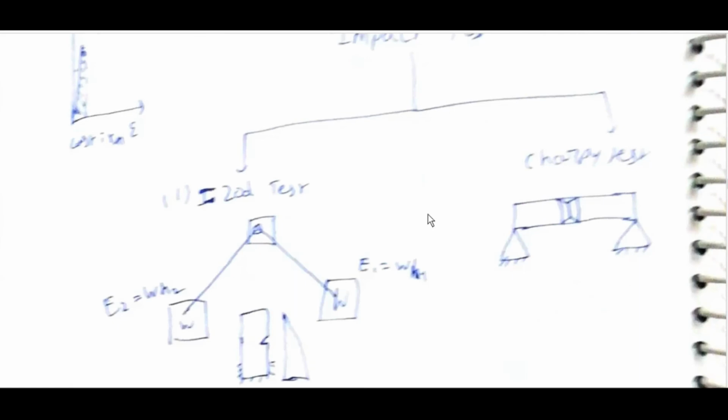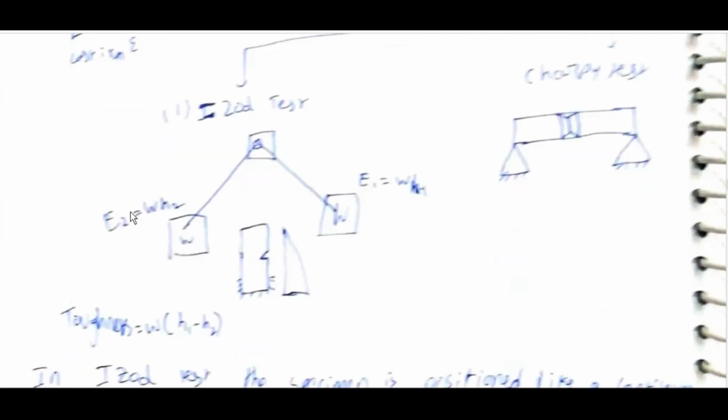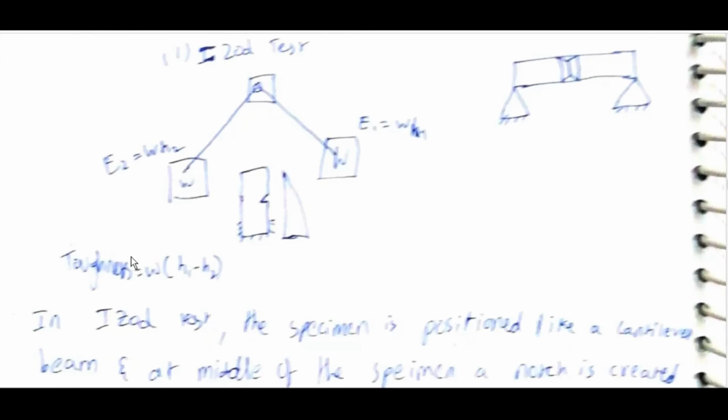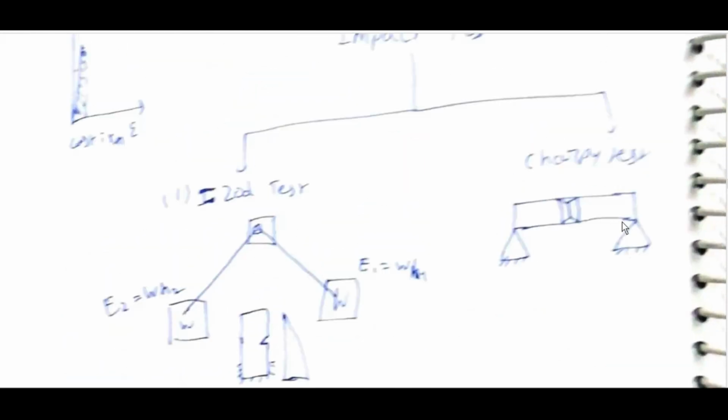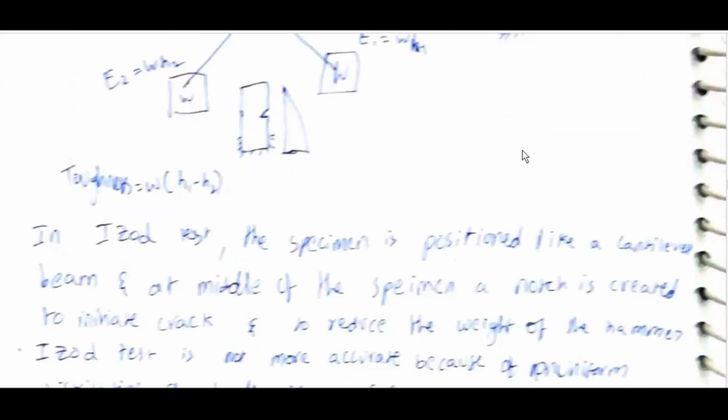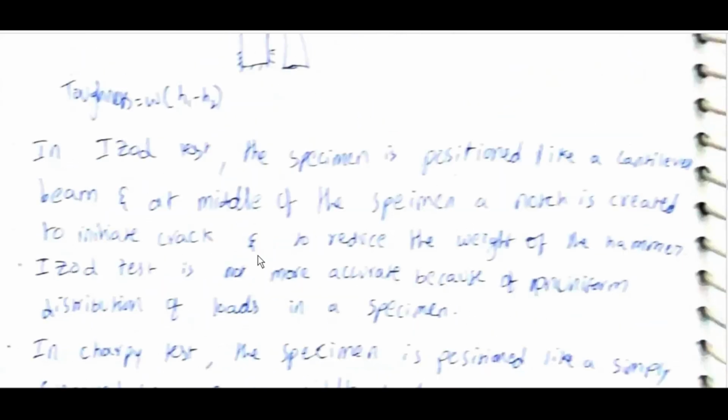Impact test: E2 is equal to WH2, E1 is equal to WH1. It is released from here and it goes till here. Toughness is equal to W into H1 minus H2, because this energy is lost. Charpy test: simply supported, it will be like this, with a notch. In Izod test, the specimen is positioned like a cantilever beam, and at the middle of the specimen a notch is created to initiate a crack and to reduce the weight of the hammer.